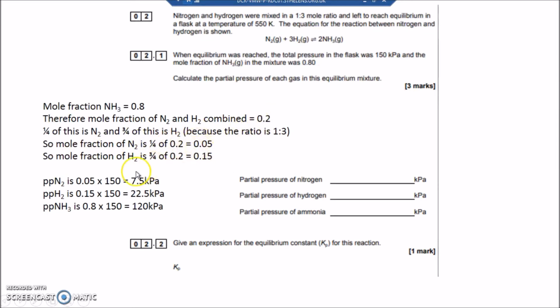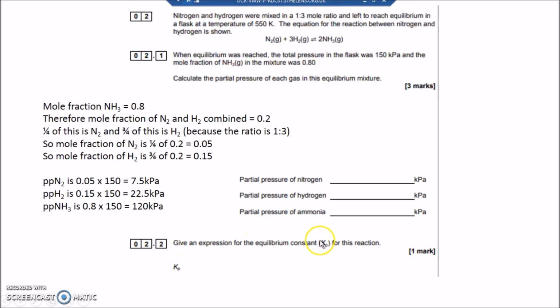I've multiplied that out, and therefore the partial pressure of the nitrogen is its mole fraction 0.05 multiplied by the total pressure 150, that's 7.5 kilopascals. The partial pressure of the hydrogen is its mole fraction 0.15 times the total pressure 150 kilopascals, which is 22.5, and the partial pressure of the ammonia is 0.8 multiplied by the total pressure 150, or 120 kilopascals.